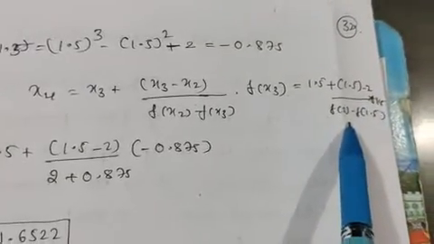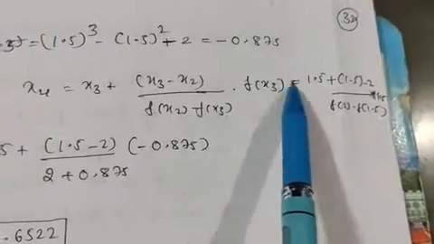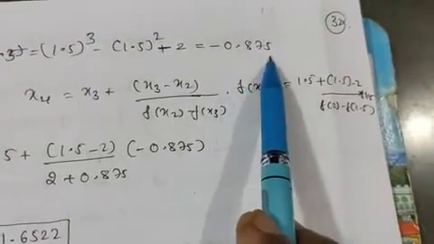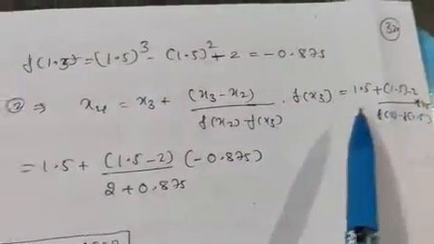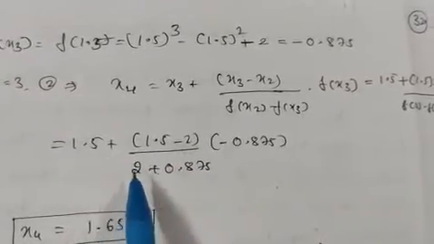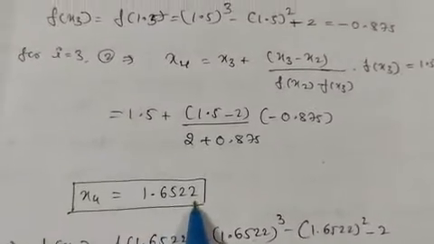f of x2 is f of 2, minus f of 1.5, into f of x3. f of x3 is the value we got here, minus 0.875. You have to write this here. Substitute all the values. After simplification you will get x4 as 1.6522.